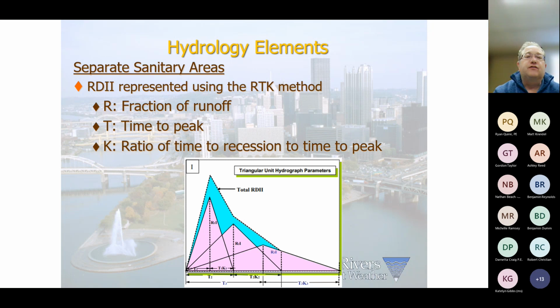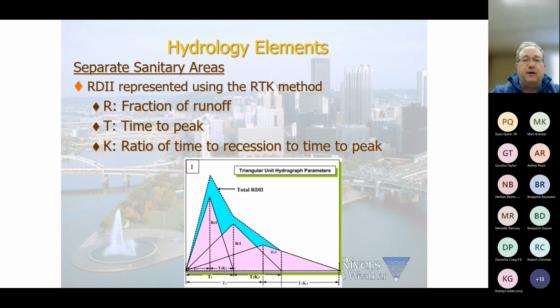On the separate sanitary side of things, those are represented differently. I think most everyone's heard of RDII, or rainfall dependent inflow and infiltration. Basically that uses what they call an RTK method. The R represents the fraction of runoff. So what that means is the percent of the rainfall that'll make it into your collection system. So if that's 0.2, that means 20% of the rainfall is making it in.